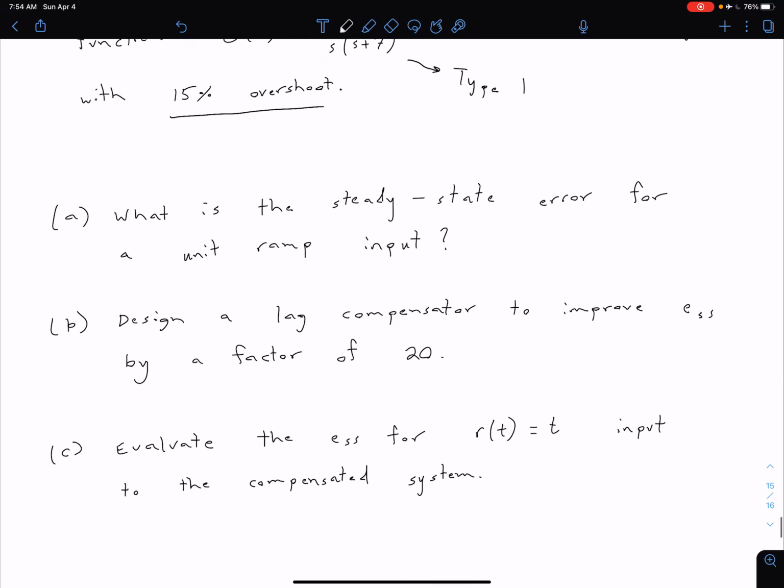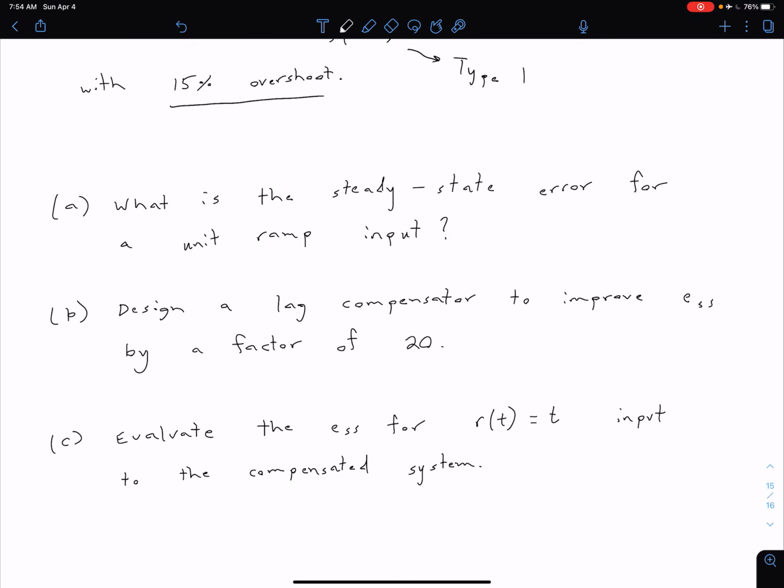So we're just saying, here's the system, what's our steady state error for this unit ramp input. For part B, we then want to design a lag compensator to improve the steady state error by a factor of 20. And then in part C, we're essentially just checking our work. We're saying now that we've added this compensator, evaluate the steady state error for our unit ramp input again.